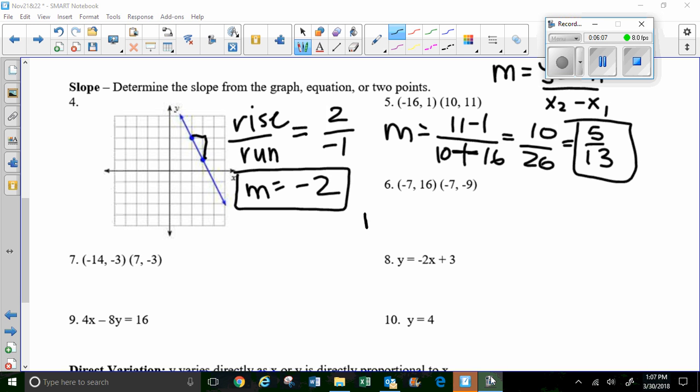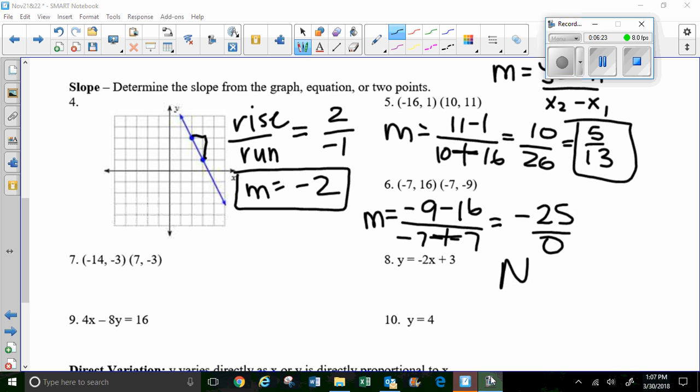Let's do number 6. So again, plugging in -9 minus 16 over -7 minus -7. So make that a plus. That gives me -25 over 0. No, you cannot have a 0 in the denominator. That means that the slope is undefined. UND, as we like to simplify it. Undefined would be a vertical line.